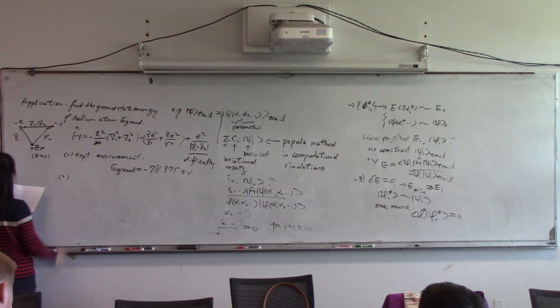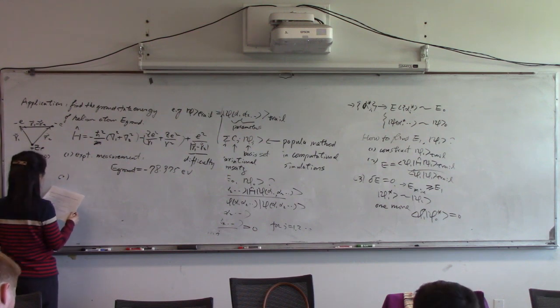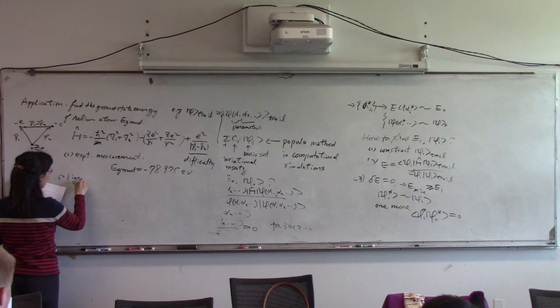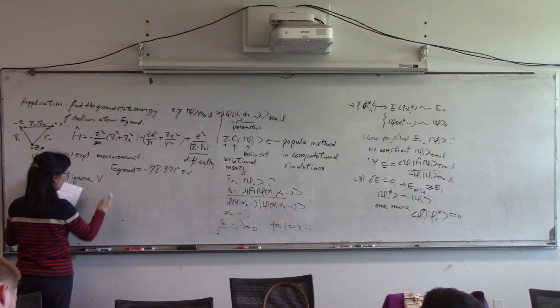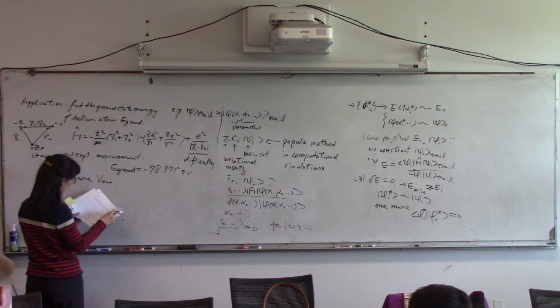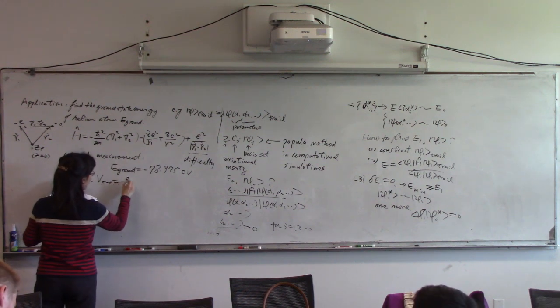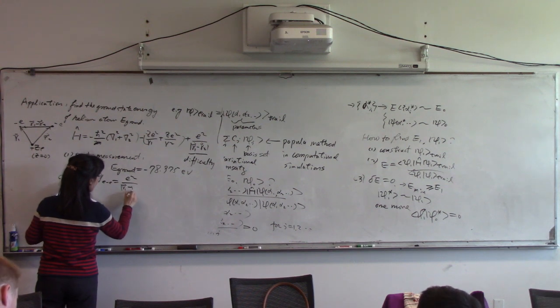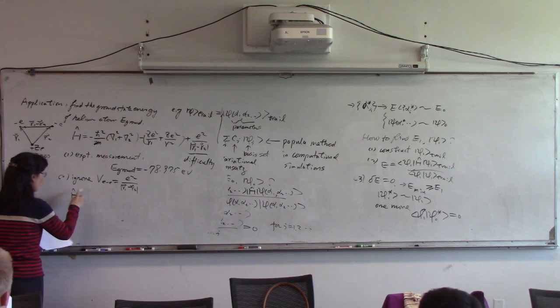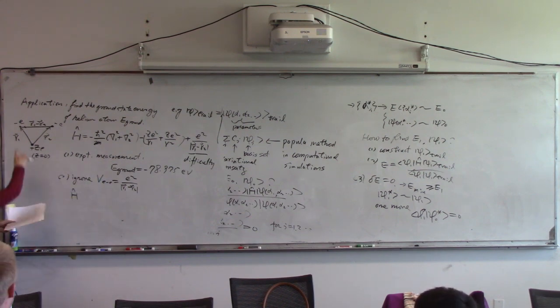So now we're going to consider the second one. Let's ignore this term, the electron-electron interaction, EE. So the Hamiltonian is only the non-interacting two electrons.